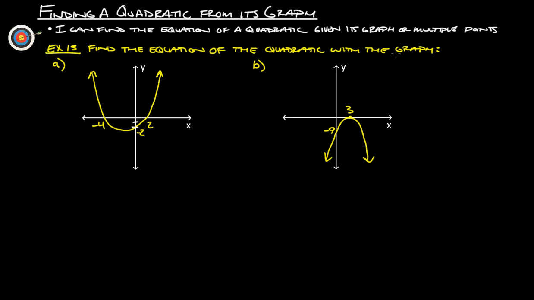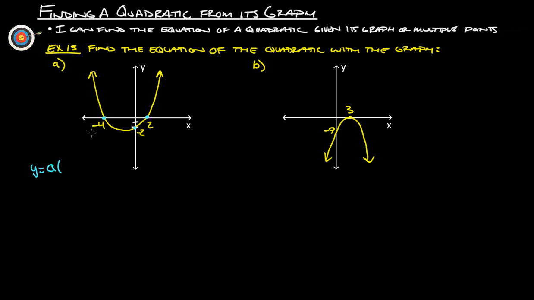Find the equation of the quadratic with the graph. Okay, so we already know all the axes intercepts, which will make finding this equation much nicer. Since the x-intercepts are negative 4 and 2, we know that y equals, we don't know what this number out here in front is yet, so we'll just call that a. We're going to figure that out here in a second.